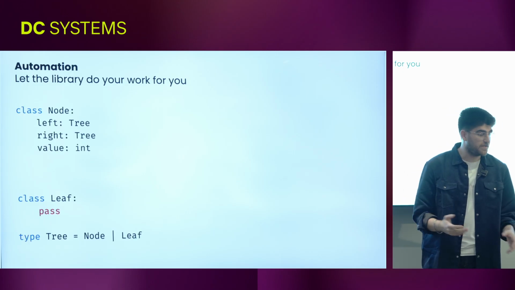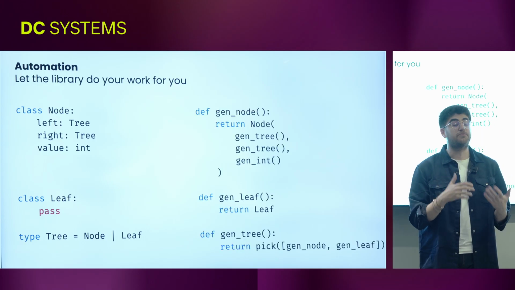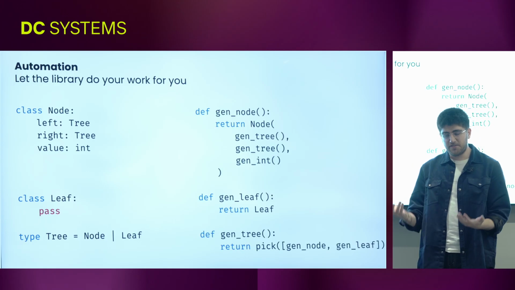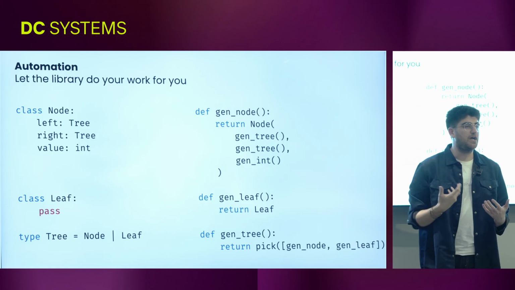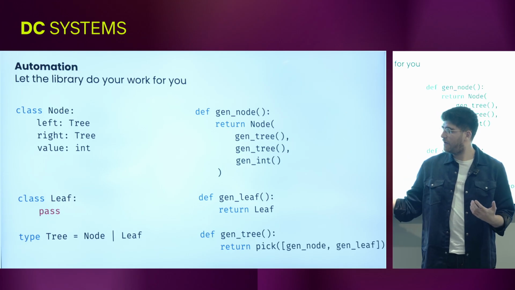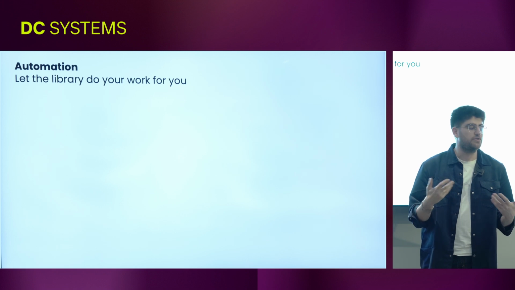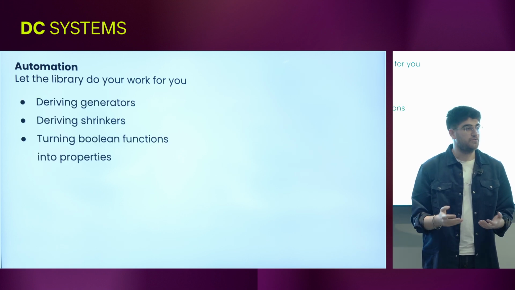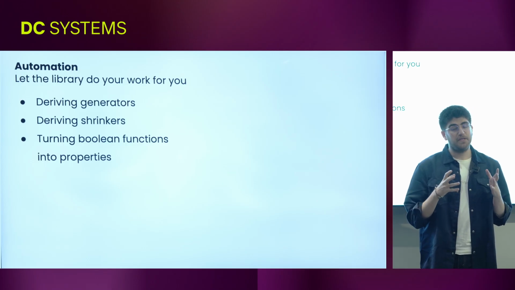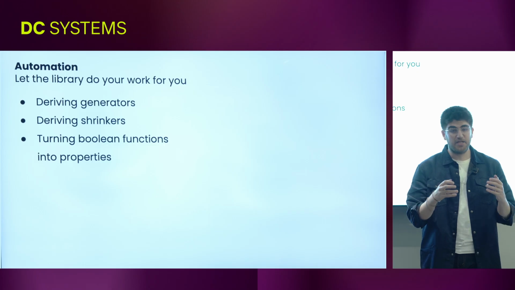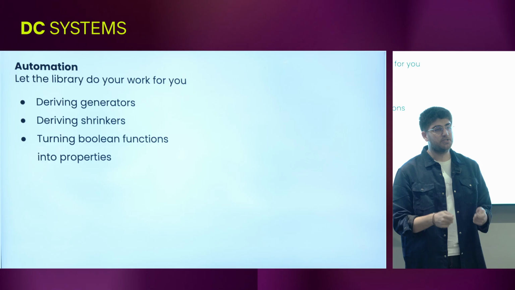The library also gives you that, and there is a fair bit of automation that these libraries do for you. The first of that is, given a type, most of the libraries derive generators for you. This derivation is usually syntactic. It looks at the shape of the type, and it syntactically gives you a generator. And the things that you can derive are not just generators. You can also derive shrinkers in many cases. And if you have a Boolean function, then you can just derive all of this and turn it into a property.